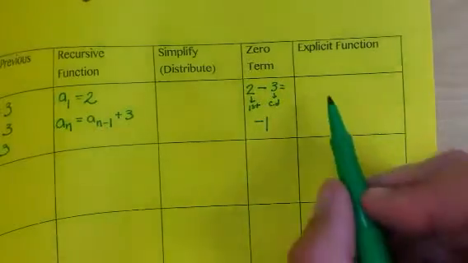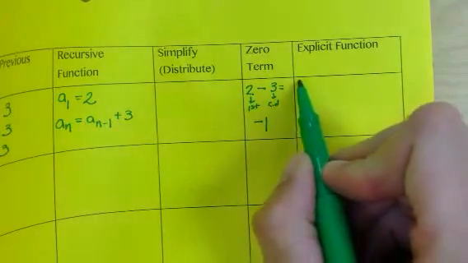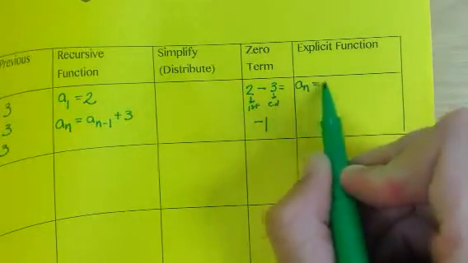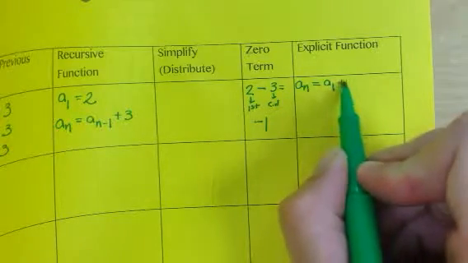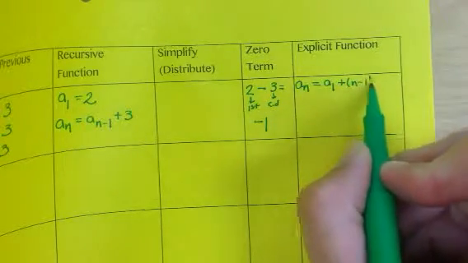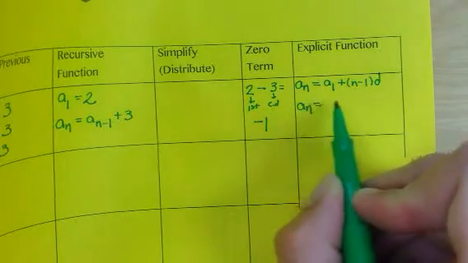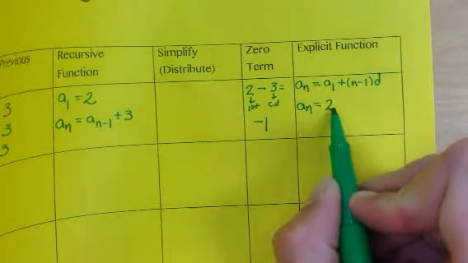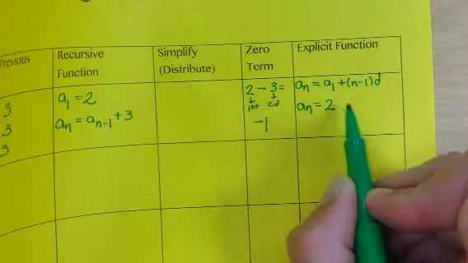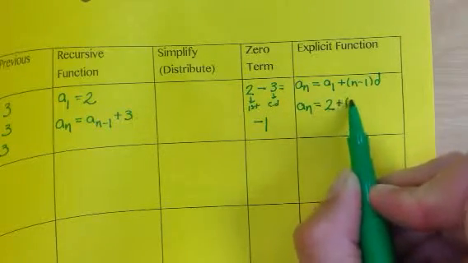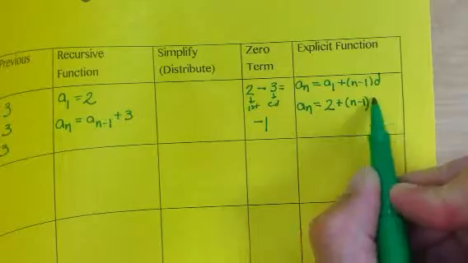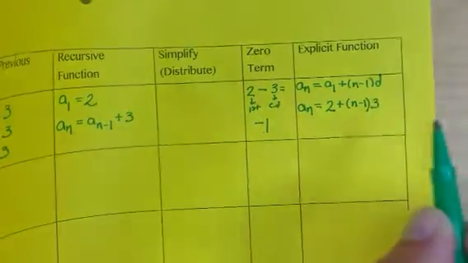Your explicit function, our equation for that is a sub n equals a sub 1 plus n minus 1 times d. So a sub n, the first term in your sequence is 2. Remember, negative 1 is the 0 term. Plus n minus 1 times your common difference is 3.